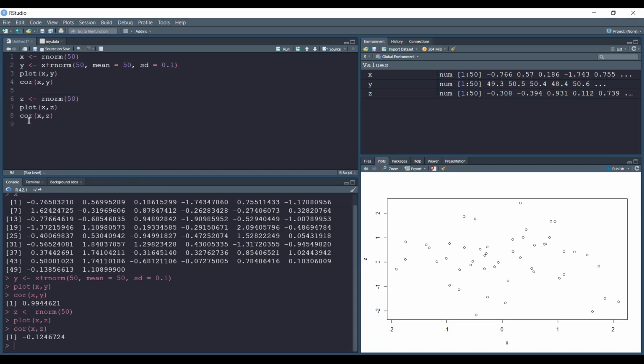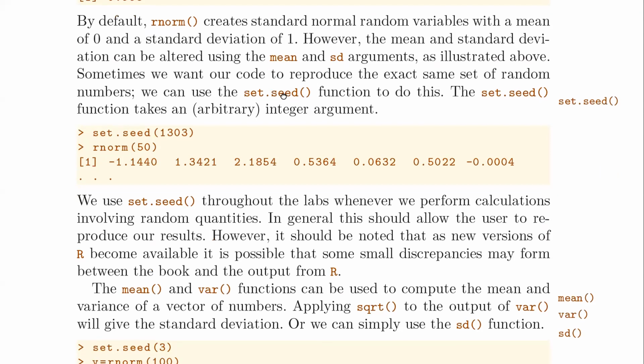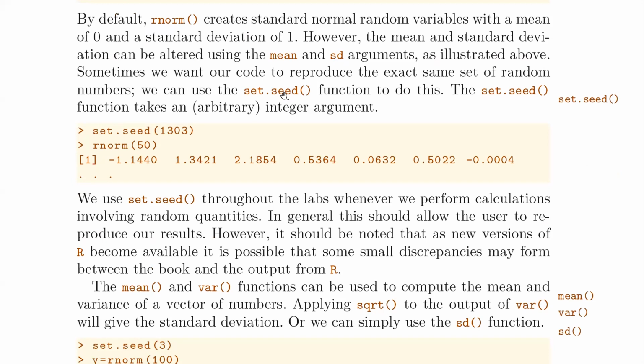And look, instead of being very close to 1, it's what I'm going to describe as close to 0. Not too important for what we're doing today, but it's good that we're at least using the vocabulary. By default, rnorm creates standard normal random variables.